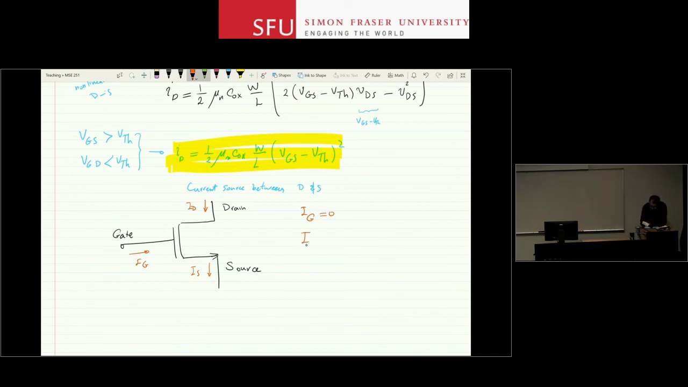ID, then KCL forces it to be equal to IS, right? So, life seems easier with MOSFETs than BJTs. With BJTs, the emitter current was the sum of the base and collector currents. In this case, because IG is 0, ID and IS will be the same. And then I have a couple of equations for ID depending on the operating region of the transistor. So I can go and look at a couple of different situations.